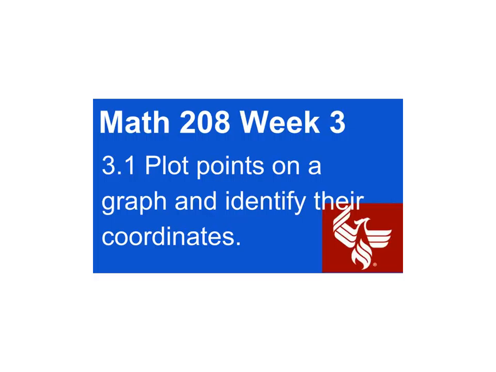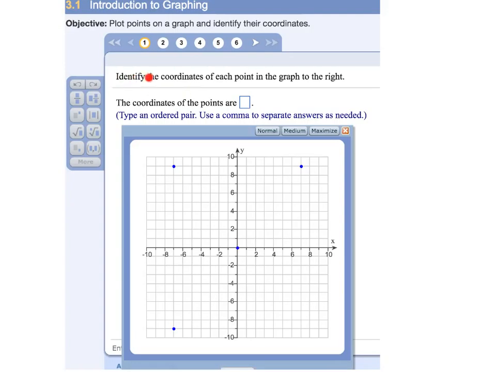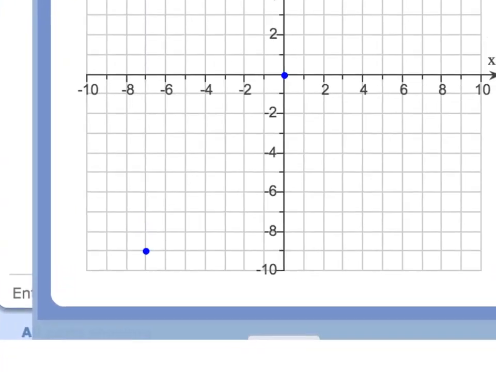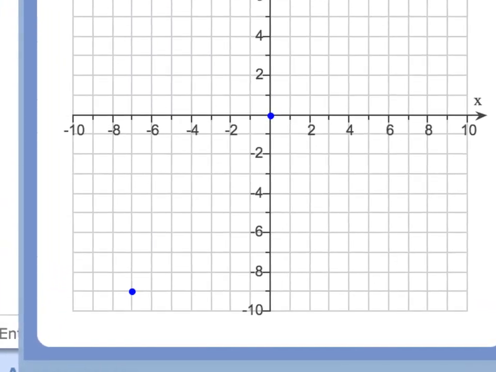All right, this is Math 208, Week 3, Section 3.1, plotting points on a graph and identifying their coordinates. We have been given this graph, and we are supposed to identify the coordinates for each of these 4 points and then put them in the list up here. I'm going to zoom in, and I hope that doesn't confuse you a little bit. The easiest one of them all is right here, because that's the origin, so that's 0, 0.